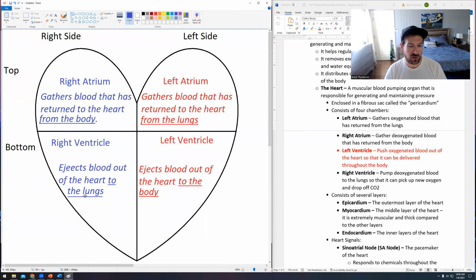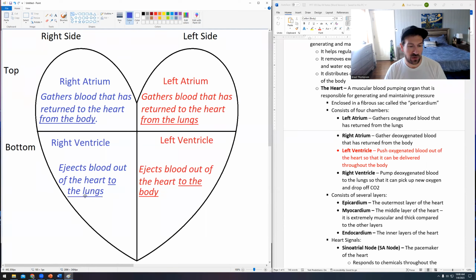So your sinoatrial node, the pacemaker of the heart, responds to a lot of different electrochemical signals and a lot of chemical signals, right? So it is under the control of electricity and under the control of chemistry. It responds to chemicals through the body, particularly adrenaline and lactic acid, which will speed it up. And now when it speeds up, the rest of your heart is going to speed up.